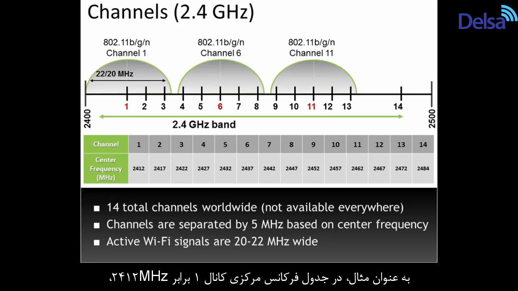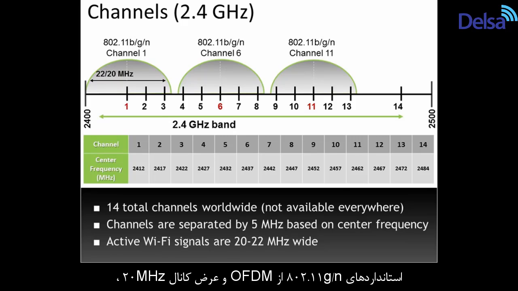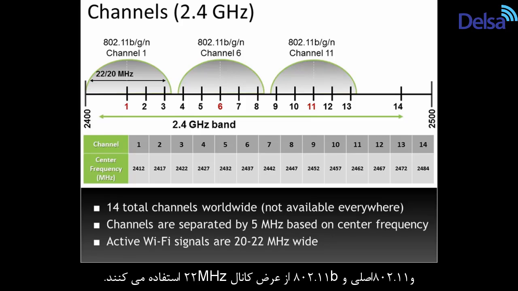So you'll notice on the screen that channel 1 centers on 2.412 gigahertz. And channel 2 centers on 2.417 gigahertz. So notice they're only 5 megahertz apart. However, 802.11n and 802.11g use OFDM and they use 20 megahertz channels. 802.11b and the original 802.11 use 22 megahertz channels.